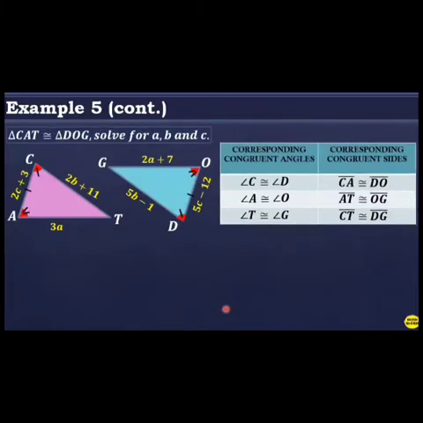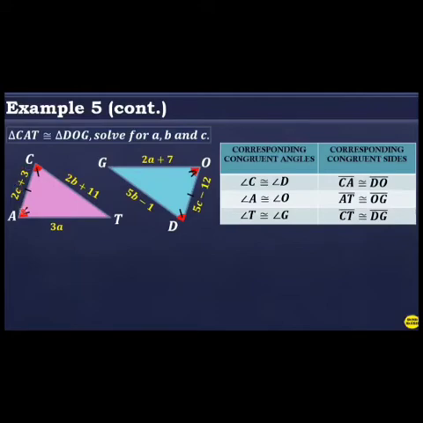So, let us solve for C. We have AC or CA. If you want to write AC, that is also fine. But if you wrote AC, then it should be OD, not DO. Order is important. Okay, next. We are done with A and B. Let's proceed to C.